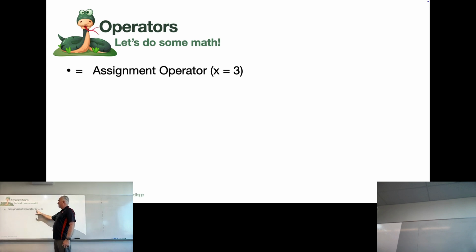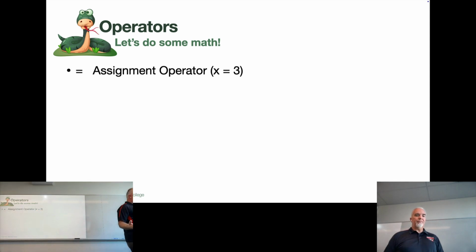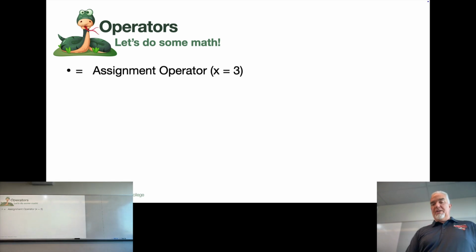Now, typically, the thing that precedes the assignment operator is a variable. Usually we're saying we're going to put the number 3, the integer 3, in the variable x. So in this case, it's quite simple. We all can say that x is equal to 3, right?